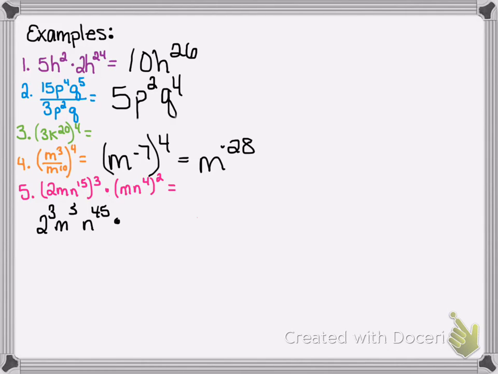Times, again, we're going to take a look at the right, distributing that exponent using multiplication, m squared n to the 8th. And now, using the product rule, we're going to combine our m's and our n's together. So 2 to the 3rd is 8. M to the 3rd and m squared, when you add those together, you're going to get m to the 5th. And then we have n to the 45th times n to the 8th. So that's going to be n to the 53rd power.